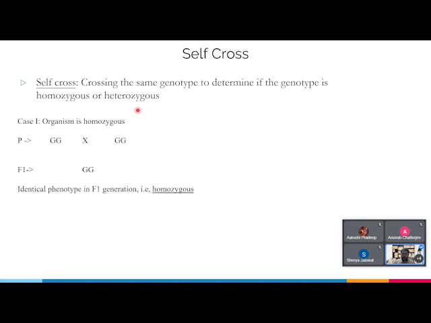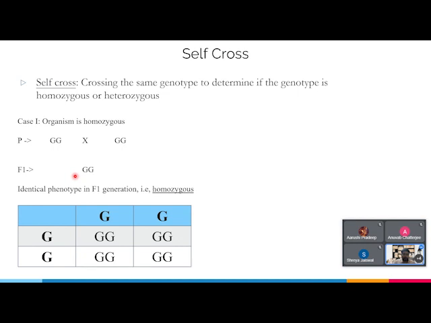So what exactly is done is that you self-cross with the same genotype. If the organism was homozygous, then both of its alleles are homozygous dominant, and in the F1 generation you get homozygous dominant again. So identical phenotype in the F1 generation, which will tell us that the organism was homozygous to start with. So 100% of one trait. This is the Punnett square, which shows capital G, capital G everywhere.